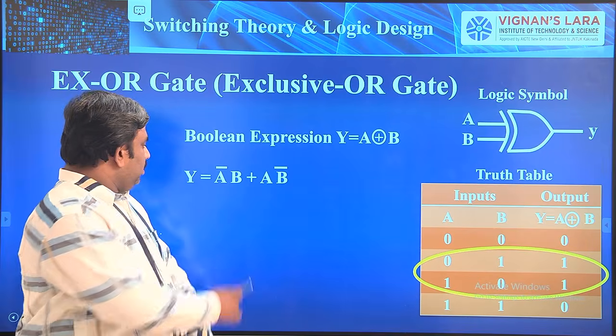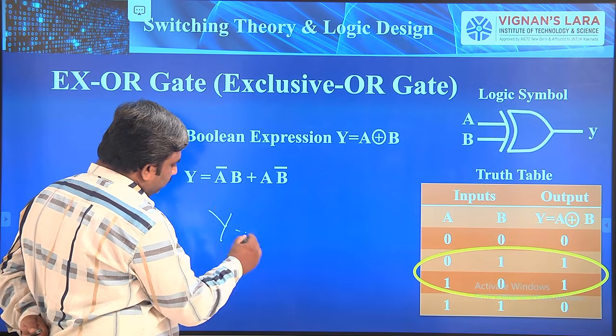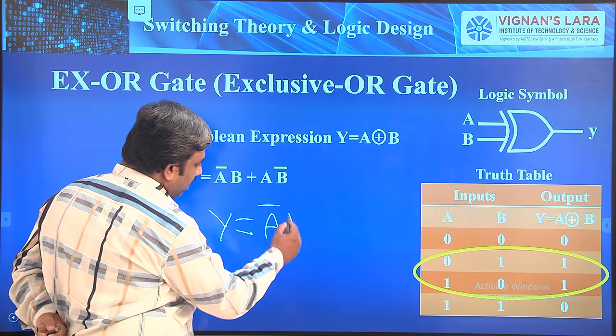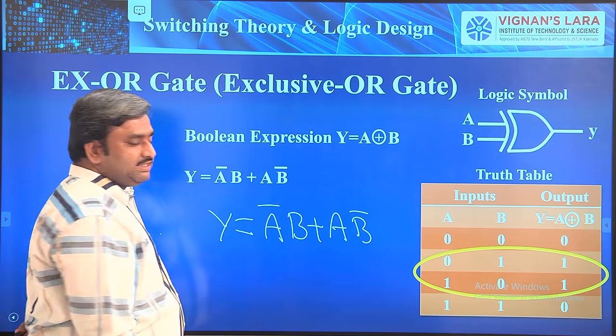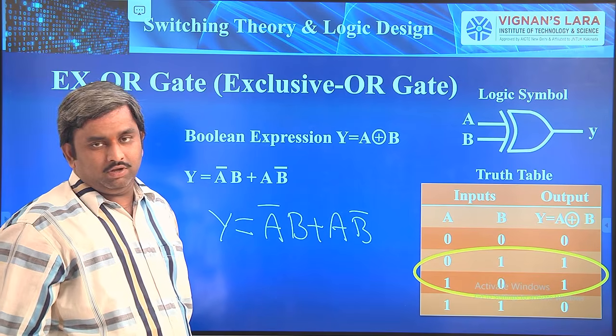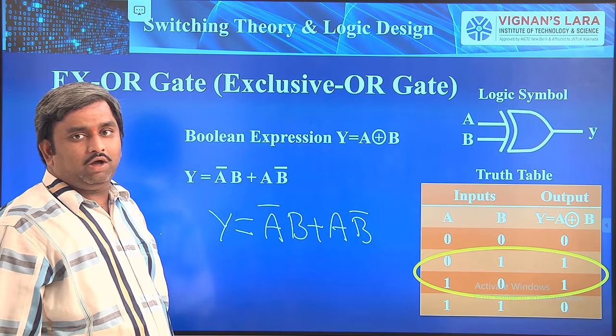So the Boolean function for this XOR is Y is equal to, I am writing again here, A bar B plus A B bar. Okay, so this is an XOR gate operation. Next one, XNOR operation.